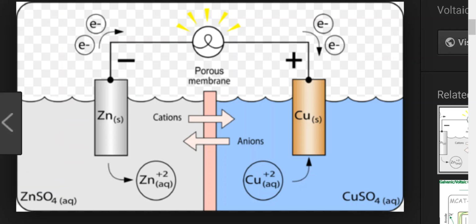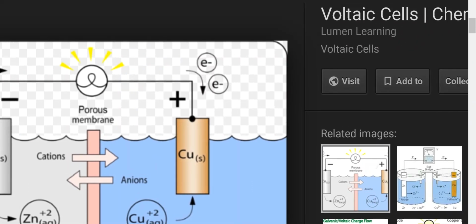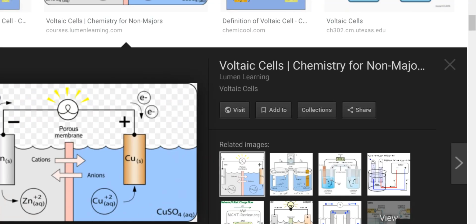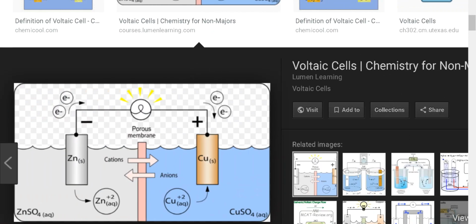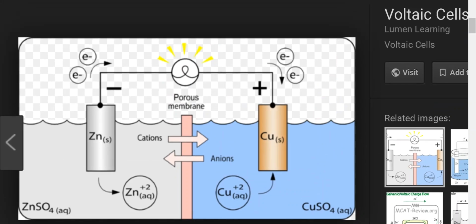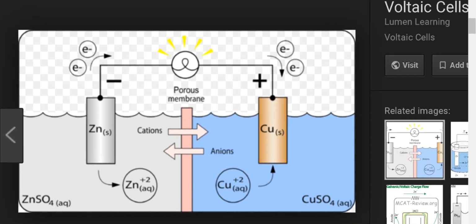If not, here's an example of a voltaic cell. This voltaic cell picture was taken directly from Lumen Learning. You can just go on Google and type voltaic cell and this picture will come up. And as we could see, in a voltaic cell, we are always going to have two pieces of metal. We call these metals electrodes. Here, for example, I have the zinc and I have the copper. And we're also going to have a wire. The wire here is used to transfer electrons from the zinc metal to the copper metal in this case.